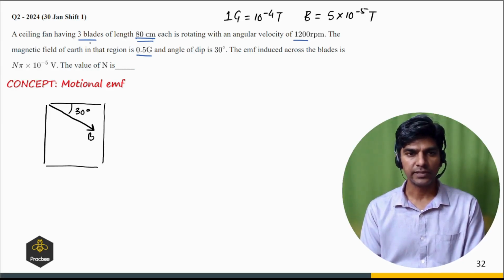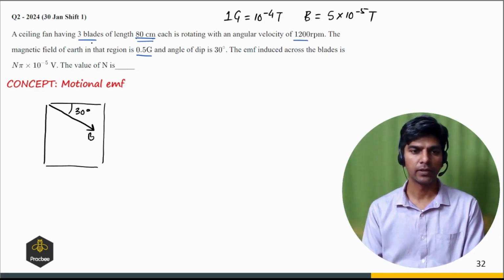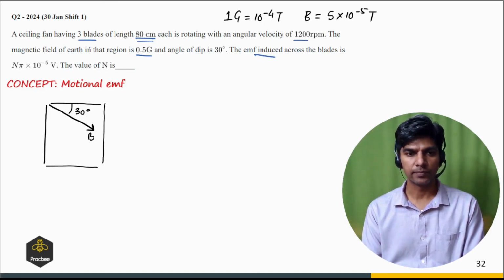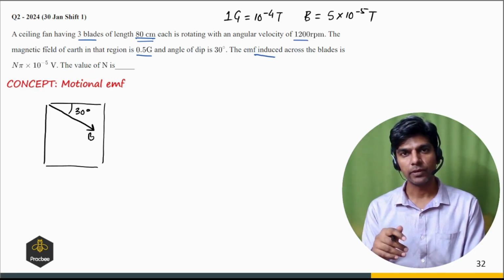And we have given a ceiling fan, and obviously the ceiling fan blades are rotating in a horizontal plane. And if you want to find the induced EMF across the blades, then you have to consider the magnetic field component which is in the vertical direction.